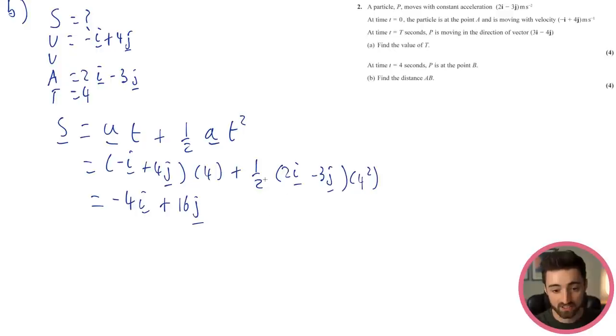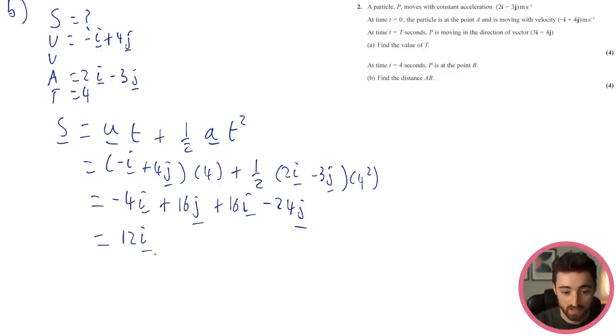Let's see if I can do some nice simplification here. 4 squared is going to be 16, and then I've got to divide it by 2. So I'm essentially times in this by 8. So I'm going to get 8 times 2i, so that's going to be plus 16i. And then 8 times minus 3 is going to be minus 24j. Get your i's together, get your j's together. So I get 16 minus 4i, so that's going to be 12i. And then 16 minus 24j is going to be minus 8j.